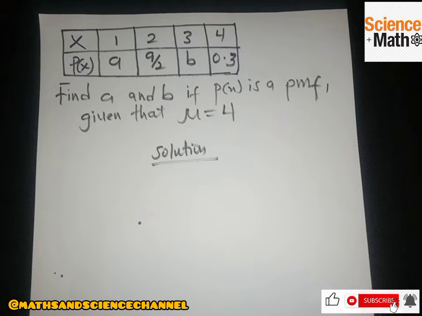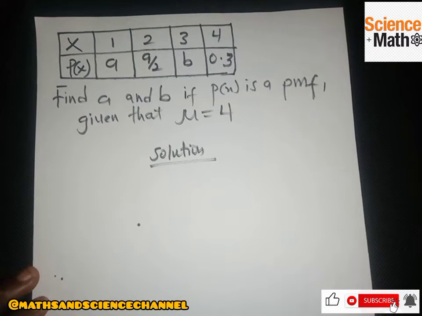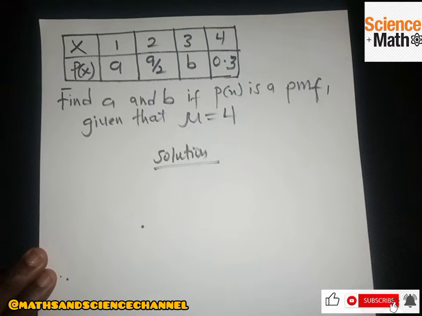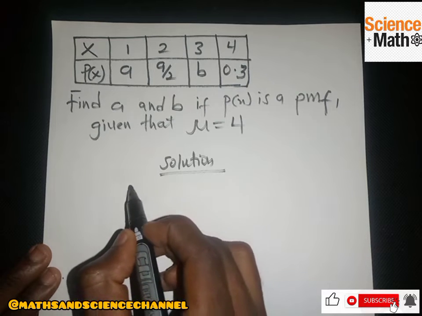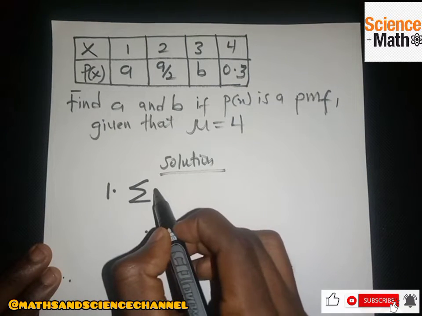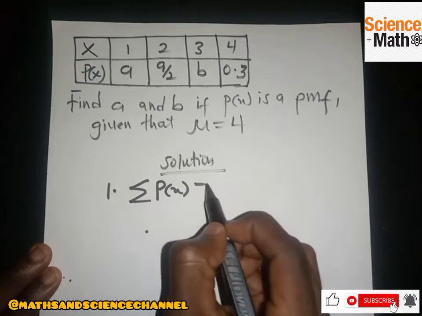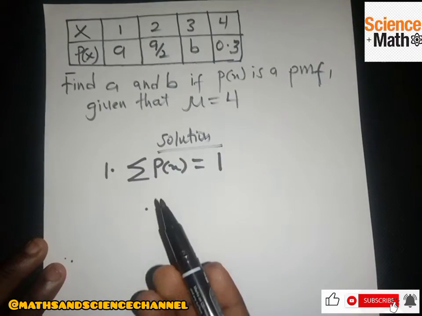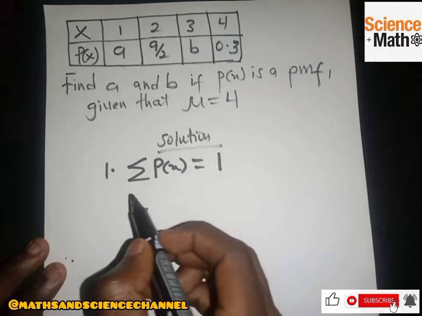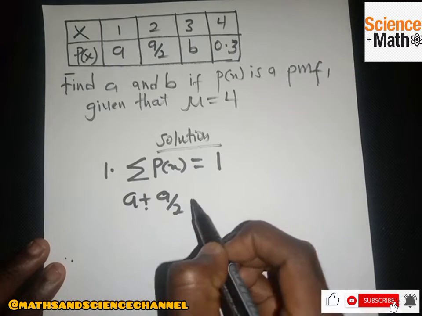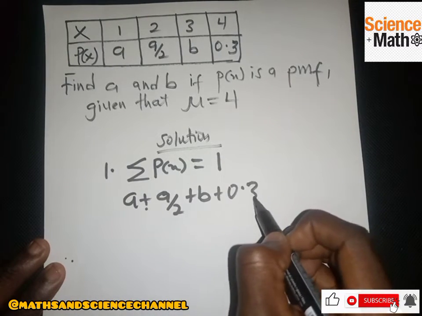In this case, we must consider one of the three conditions. Already the question says that it's a PMF, so we are not going to check that. Since it says it's a PMF, in solving this we must consider the first condition: the summation of the P of S values should be equal to 1. So we have to sum the P of S values. Summing them up, we have a plus a over 2 plus b plus 0.3 being equal to 1.